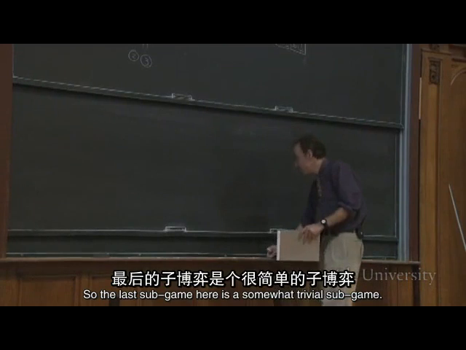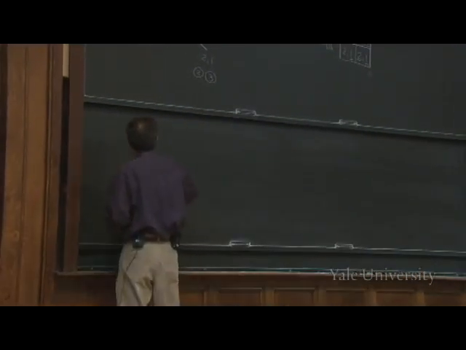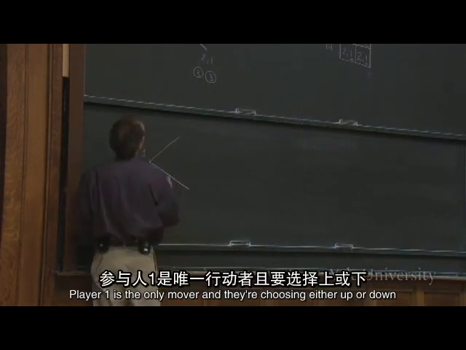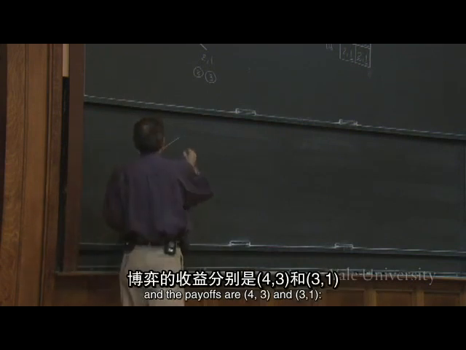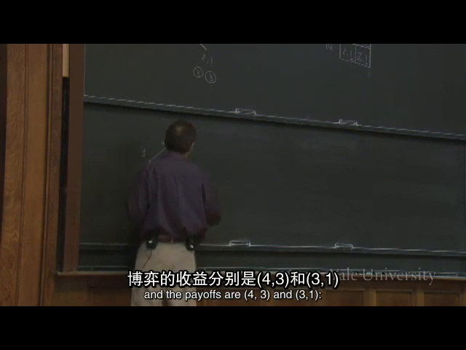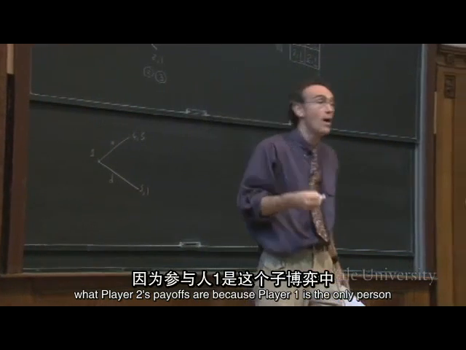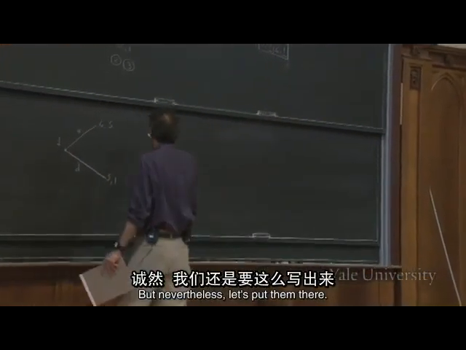All right, so the last subgame here is a somewhat trivial subgame. It looks like this. Player 1 is the only mover, and they're choosing either up or down, and the payoffs are 4-3 and 3-1, and frankly, we don't really care at this point what player 2's payoffs are, because player 1 is the only person who's playing in this subgame. All right, but nevertheless, let's put them there.